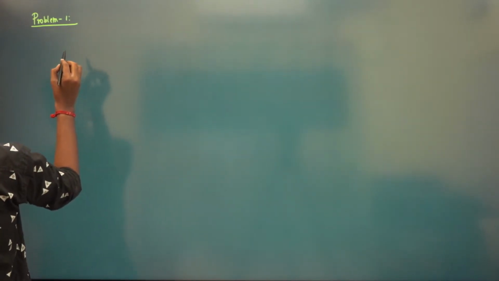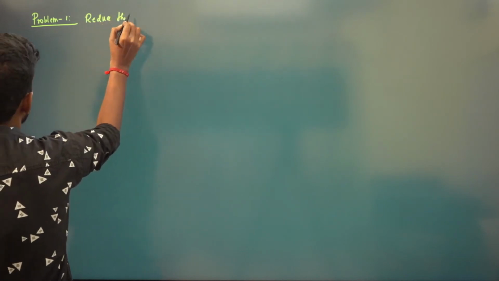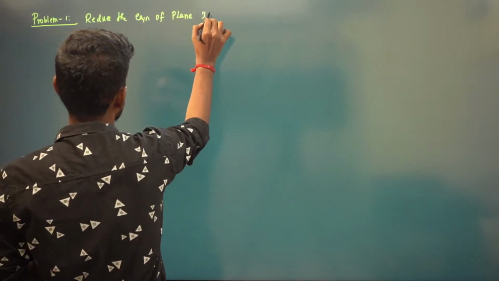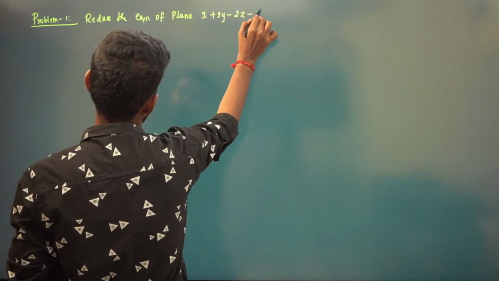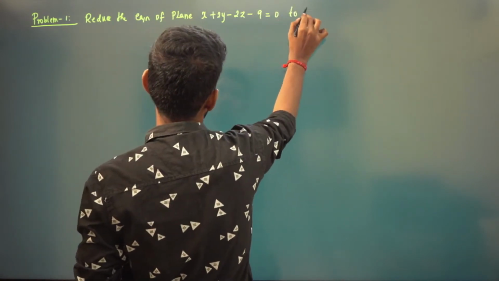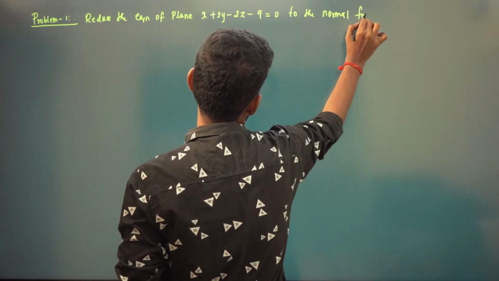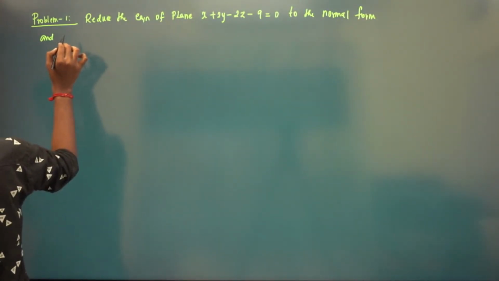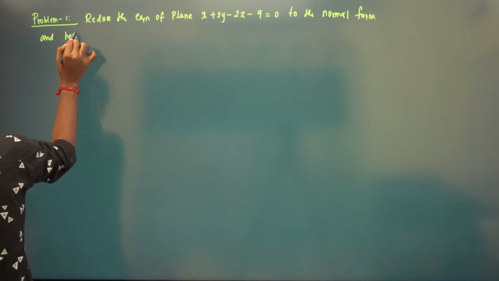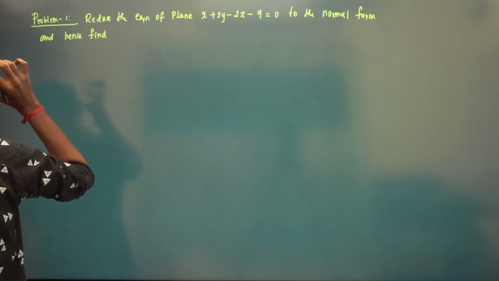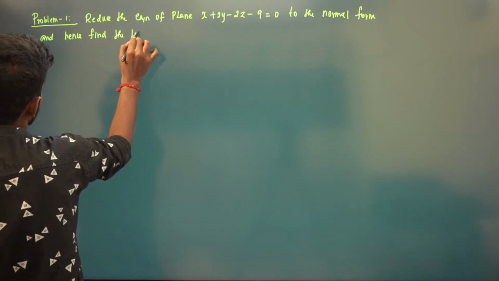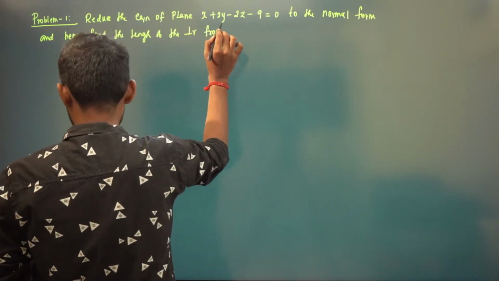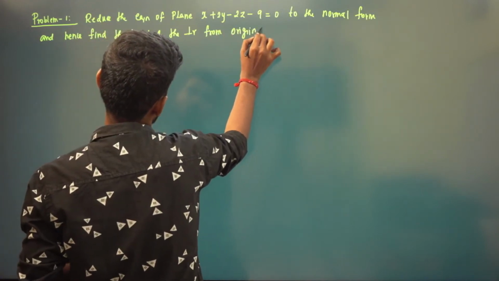Reduce the equation of plane x plus 2y minus 2z minus 9 is equal to 0 to the normal form, and hence find the length of the perpendicular from origin to the given plane.